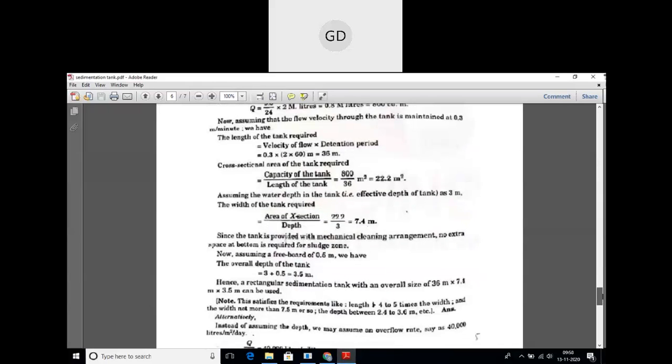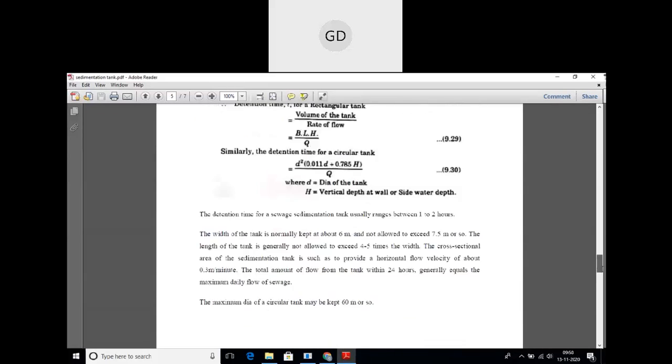Okay, so let's see this one numerical. Design a suitable rectangular sedimentation tank for treating the sewage from a city, provided with an assured public water supply system with a maximum daily demand of 12 million liters per day. So the MDD, maximum daily demand, is provided as 12 million liters per day. Assume suitable values of retention period and velocity of flow in the tank. Make any other assumptions wherever needed.